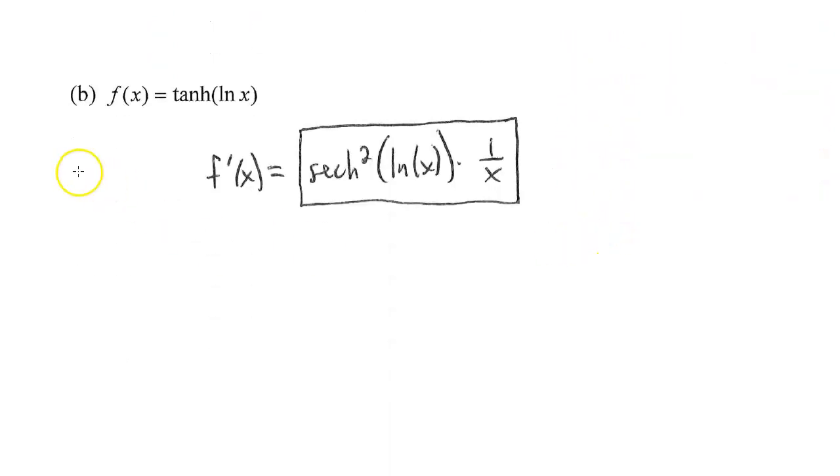Now another one is, how do we do the derivative of tanh of ln of x? This is not tanh of x times ln of x, so we're not going to use the product rule here. This is tanh of ln of x, so we're going to use the chain rule. The derivative of tanh is sech squared, so the derivative of tanh of ln of x would be sech squared of ln of x times the derivative of ln of x, which is 1 over x.